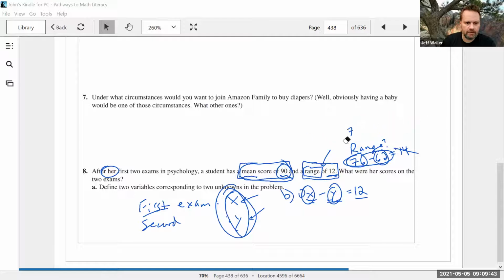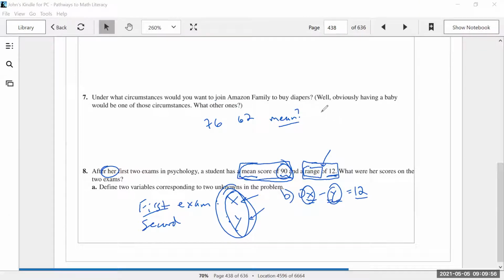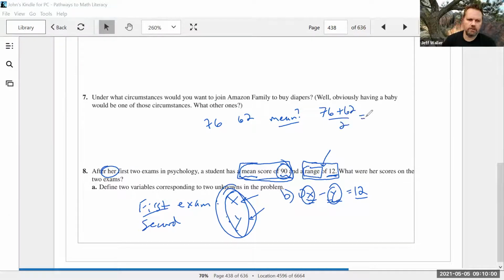Let me make up two numbers. Let's use the 76 and 62. Let's say that one student got a 76 and a 62. How would I find the mean? What would I do? Add and divide by 2. Yeah, add them and divide by 2, and that would be 69. So everybody with me? I would add the test scores, divide by 2, and if you do that, you'll get 69.